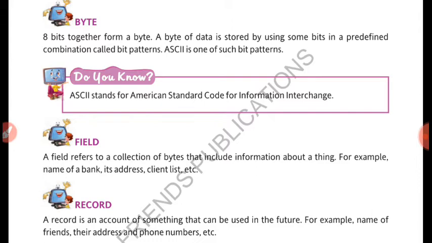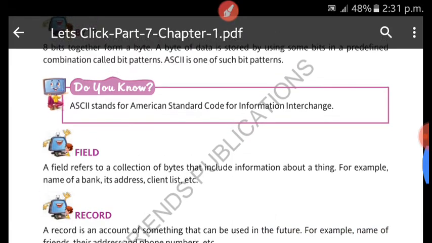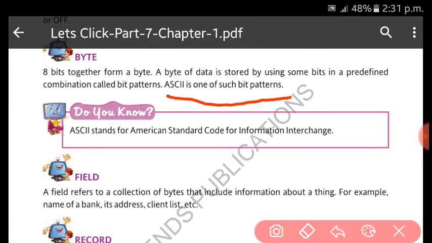And one more thing, how can we say that? Remember, there is the American Standard Code for Information Interchange, in which there are 256 characters. Every character will have a specific value, right? That value we use in programming. But remember, behind that, in the background, there is a bit pattern, a combination of bits. As it is written here, ASCII is one of such bit patterns.